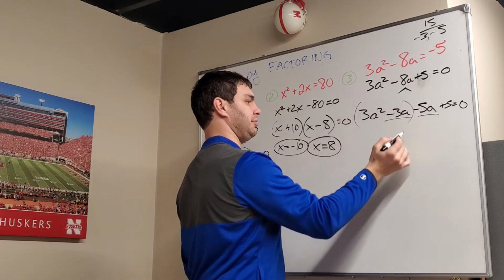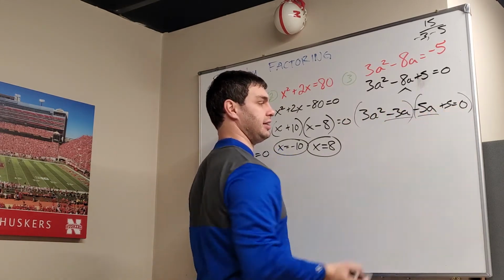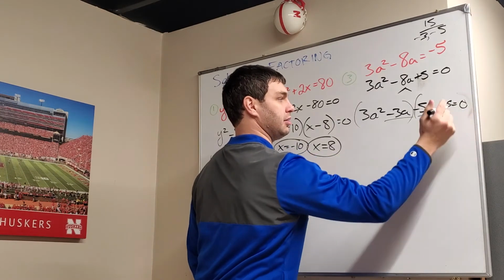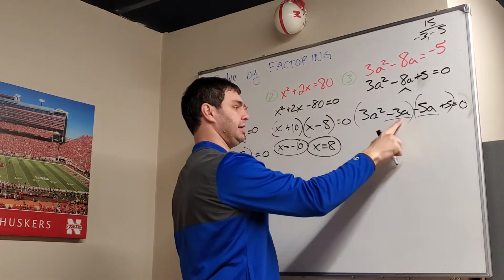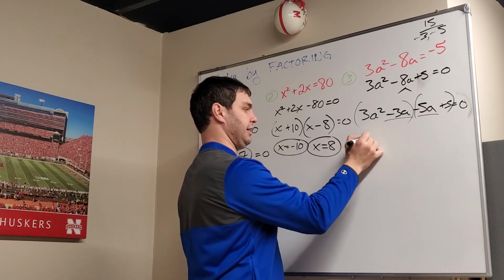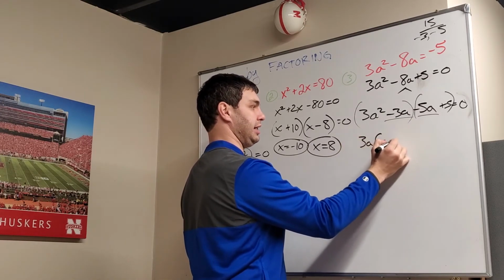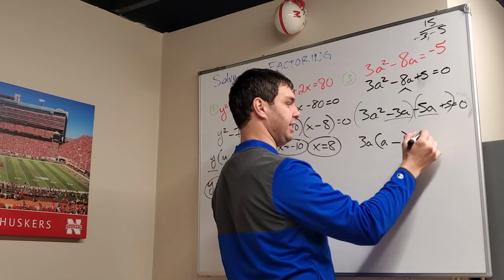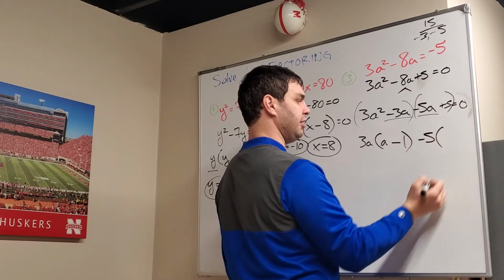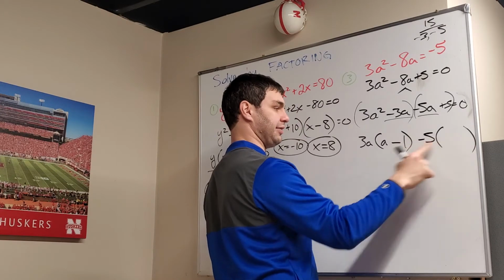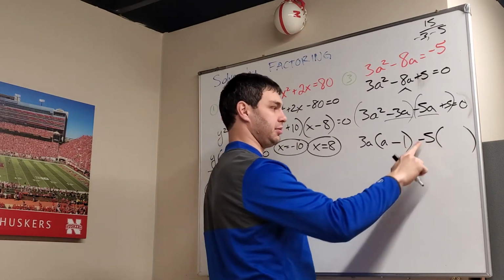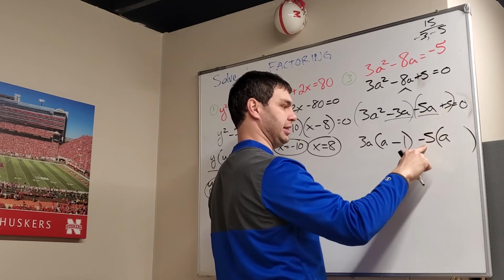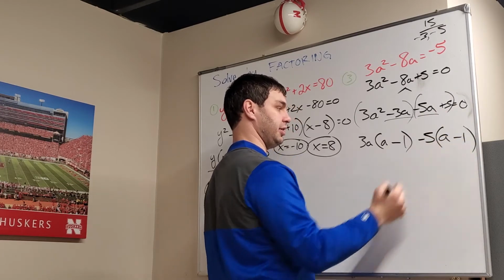I can group together my first set and my second set of numbers there. And I can take out, looks like maybe a 3a in that first group. Leave me with a minus 1. And over here, I can take out a negative 5. Remember, whatever you take out, these two parentheses have to be the exact same. So is it? Well, negative 5a divided by negative 5 is just a. 5 divided by negative 5 is a negative 1. Yes, those are the same.